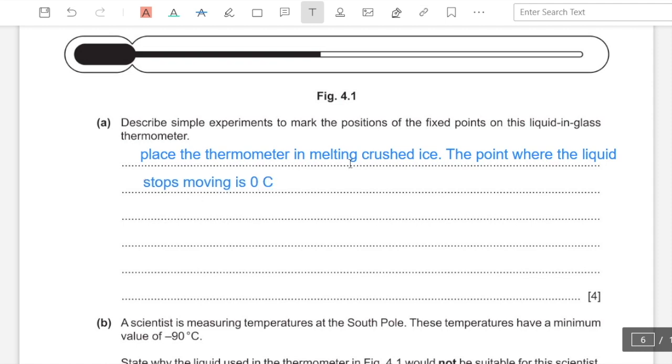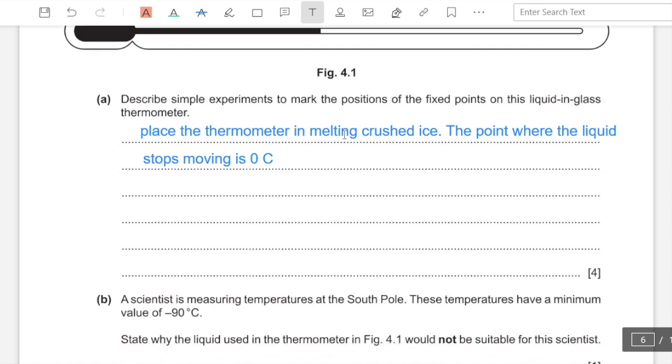So after placing the thermometer in crushed melting ice, the thermometer would detect the temperature, which would be 0 degrees Celsius. And once you've placed it over there, the liquid would stop moving at 0 degrees Celsius, and then you can mark the lower fixed point.